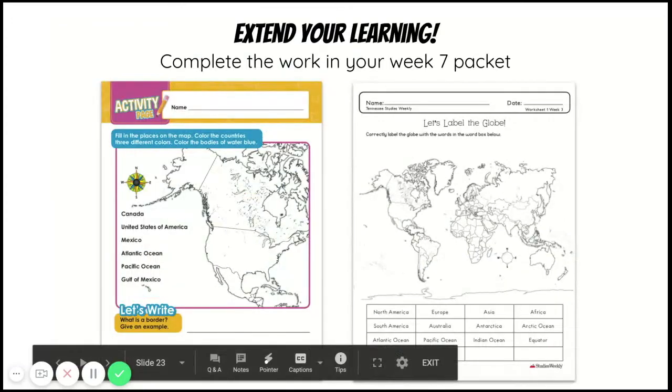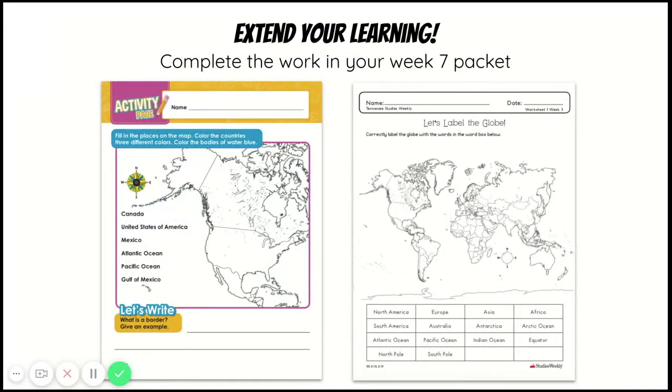Thanks for following along in your studies weekly with me this week. We've now learned about the Earth and how the Earth is divided, as well as how North America, the continent where we live, is divided. You can extend your learning with 2 pages in your Week 7 packet. On the back of your Studies Weekly, you have the page that's on the left, where you're going to fill in the places on the map. You can color the countries and then color the bodies of water as well. At the very bottom, you'll tell us what is a border and give us an example.